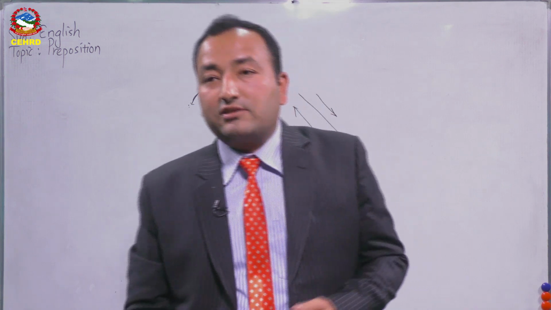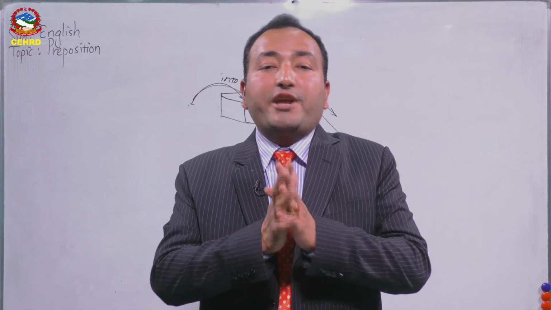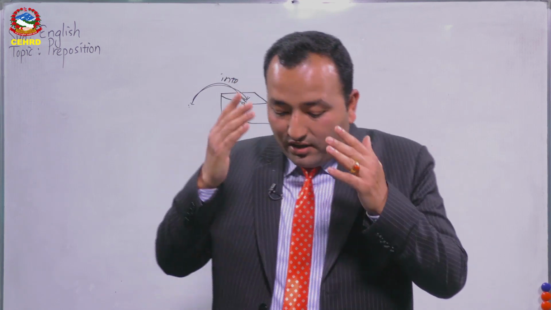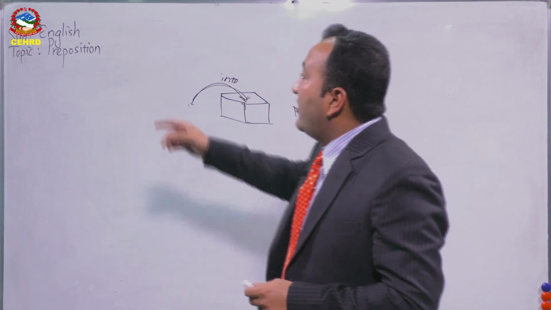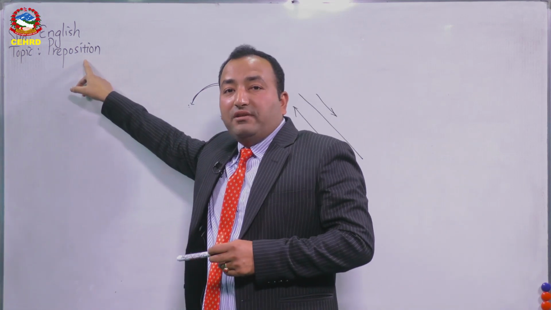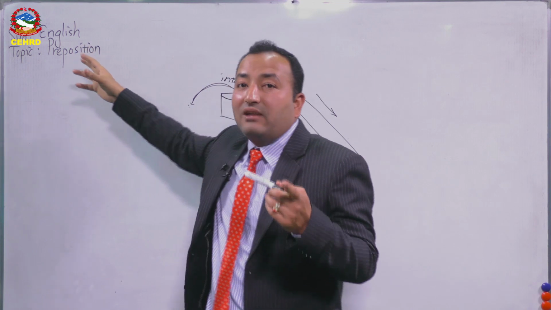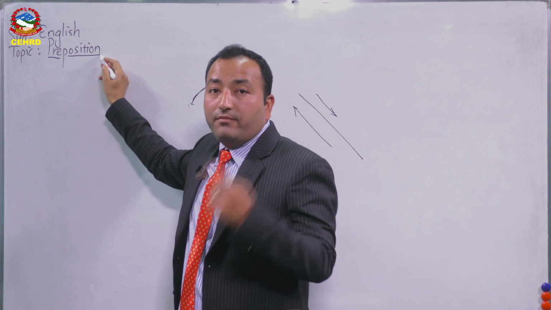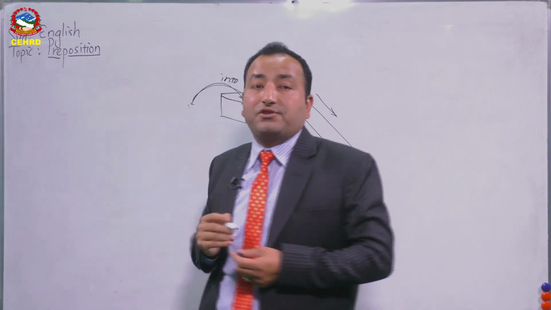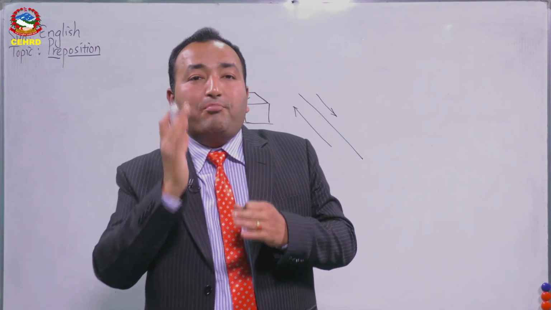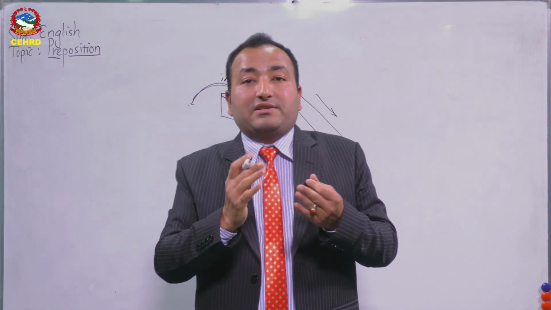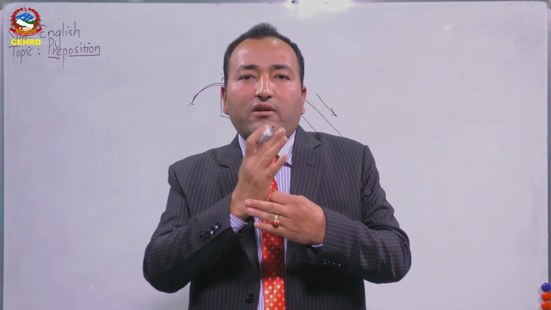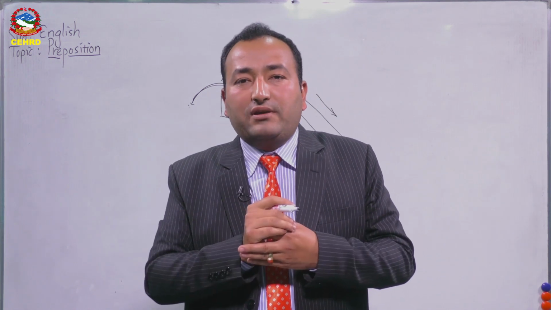So there are some words, some prepositions, used to show the position of things. Let me tell you one thing. The word preposition itself gives the meaning: pre plus position. Pre means before, position means place. We use a preposition before nouns or pronouns.